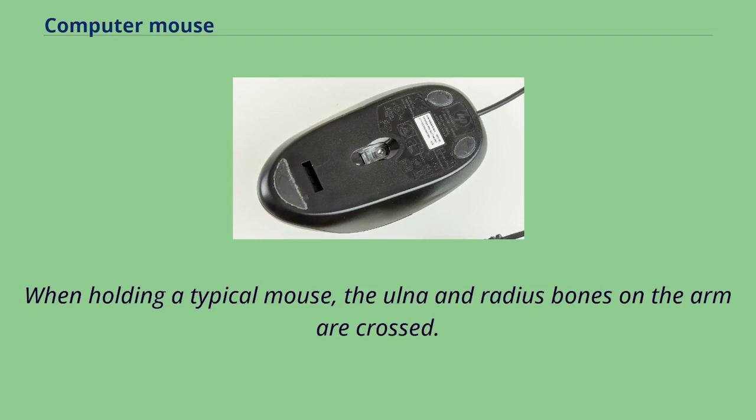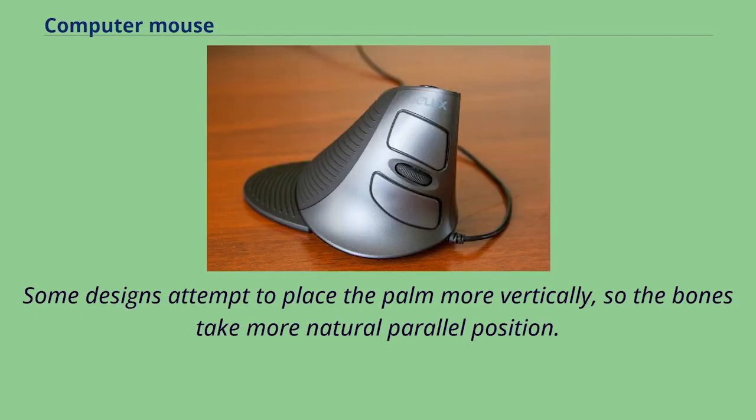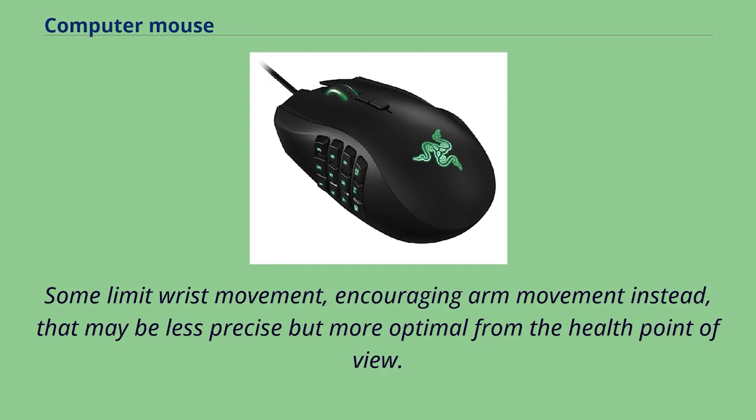When holding a typical mouse, the ulna and radius bones on the arm are crossed. Some designs attempt to place the palm more vertically, so the bones take a more natural parallel position. Some limit wrist movement, encouraging arm movement instead. That may be less precise but more optimal from the health point of view.